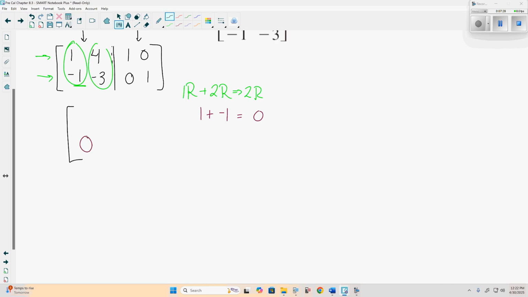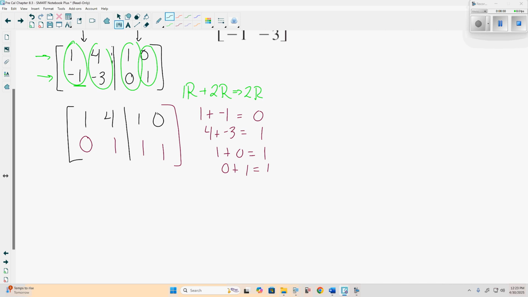So we put the 0 in that location. Our second one is 4 plus negative 3, and 4 plus negative 3 is 1. Now we do the same thing over here. So we have our 0, 1 plus 0, which is 1. And lastly, we have 0 plus 1, which is also 1.